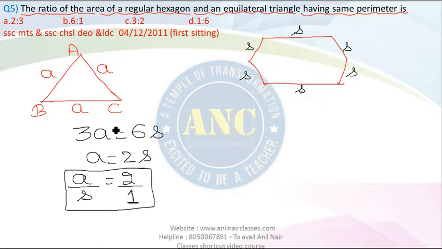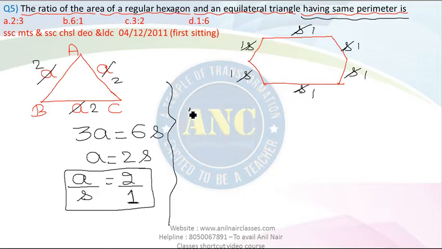Check it out if you want, sir. Can I say that the A value is 2? 2 plus 2 plus 2 is 6. Yes, the perimeter of an equilateral triangle is 6. Similarly, the side is 1. 1 plus 1 plus 1 plus 1 plus 1 plus 1 is also 6. That means the equilateral triangle perimeter and regular hexagon perimeter are the same. That is what is given in the question also. You are satisfying the condition given in the question.